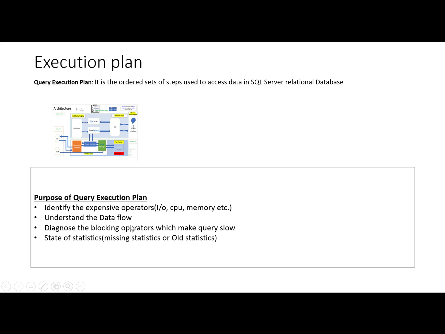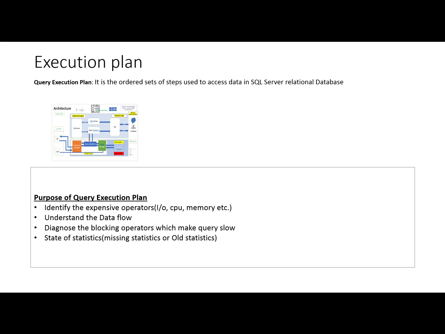The second purpose of the query execution plan is to understand the data flow, because data passes from one step to another, so we can know the data flow steps from this query plan. Another purpose is to diagnose the blocking operators which are making the query slow. From this query execution plan, we can diagnose which operator is blocking the query and affecting the query performance.